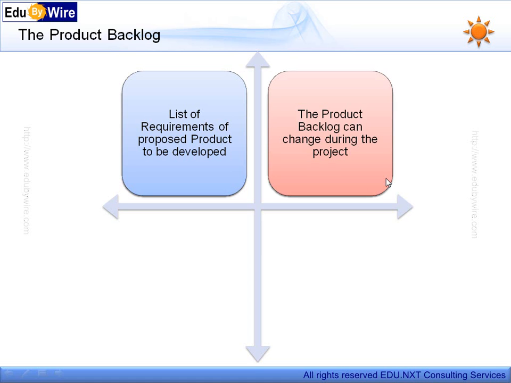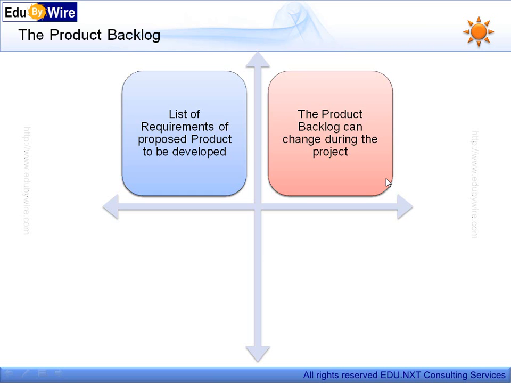The product backlog is a living and breathing document. It gets updated continuously by the product owner. This document is never frozen. The product owner releases the first version and then continuously updates it. For every requirement, it also has a priority assigned by the product owner.